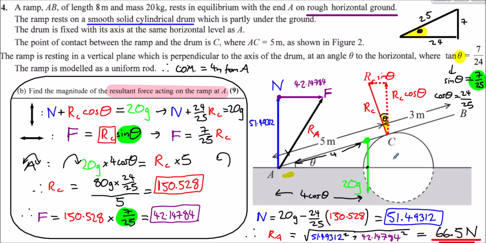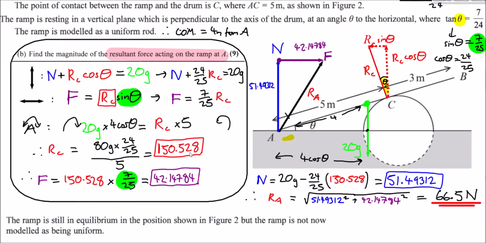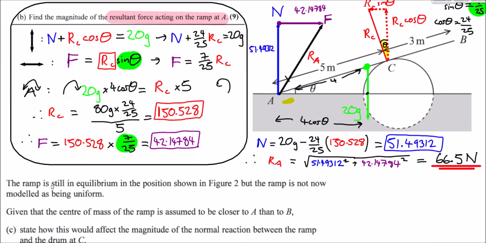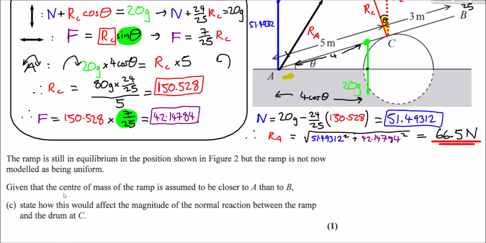Finally, for question 4, we have part C of it. So part C, it says the ramp is still in equilibrium in the position shown in figure 2 here, but now the ramp is not modelled as being uniform. So now we're given that the centre of mass of the ramp is assumed to be closer to A than to B. So actually we're not thinking this 20g is bang in the middle. We're thinking it's actually a bit closer. So actually this distance here will be less than 4.